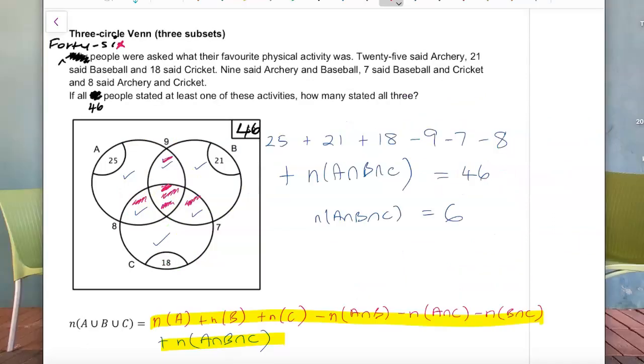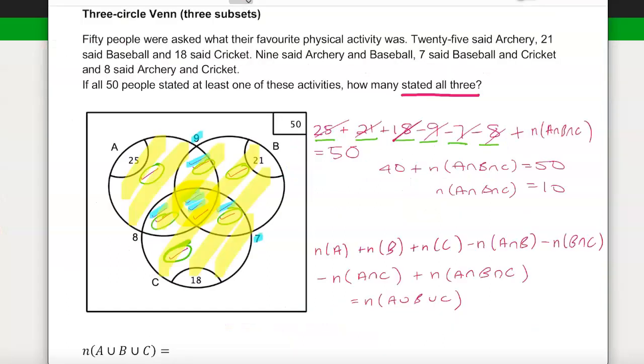So just as an edit to this question, it actually is 46 people were asked what their favourite physical activity was, and all 46 chose at least one of these activities. So just be aware in the previous part of the video, it had 50 written there, but it's actually using a calculation of a total of 46. So this is a really, really nice extension to that rule.